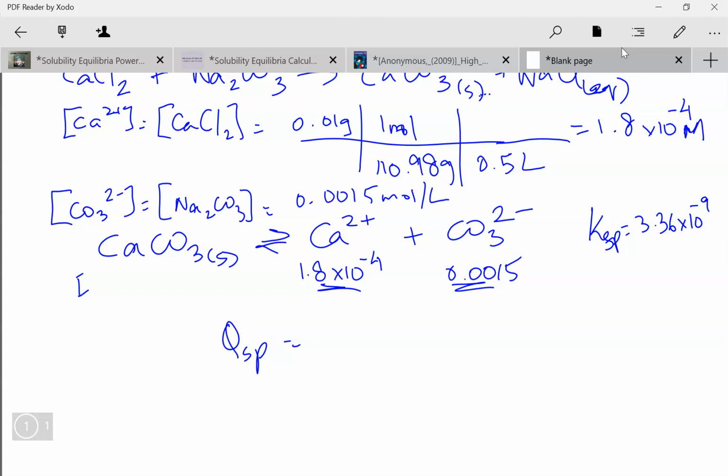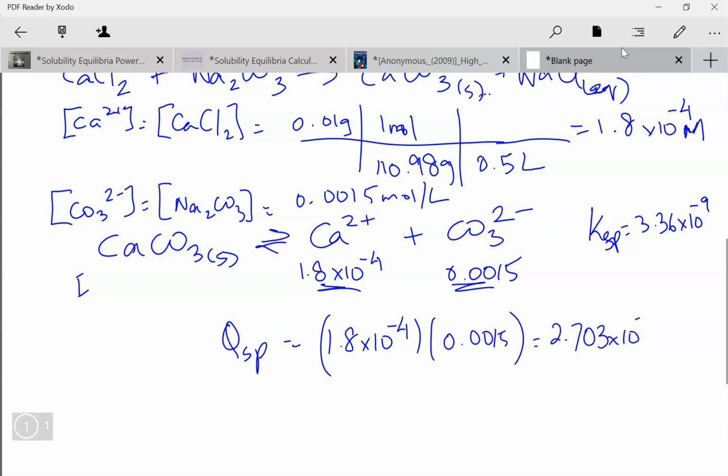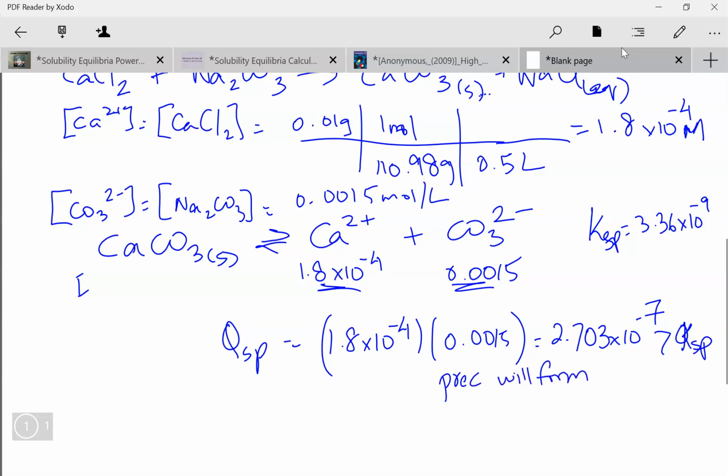So this is just equal to 1.8 times 10 to the negative 4 times 0.0015, which is 2.703 times 10 to the negative 7. That is my QSP, which is greater than KSP, therefore precipitate will form.